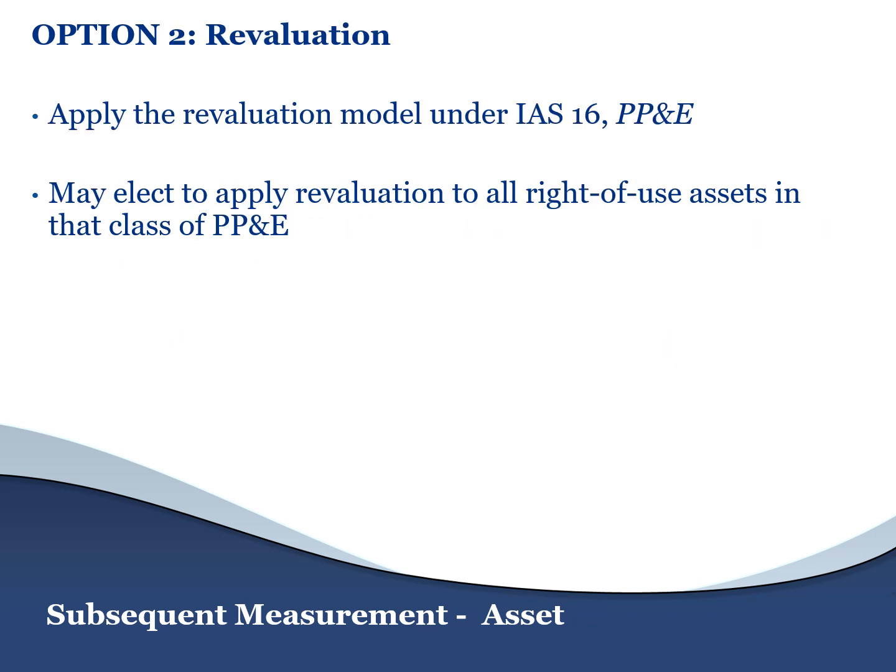The second option you've got is that under IAS 16, you may use the revaluation model. Now, this is a bit strange to many people because why use revaluation when effectively you've got a right of use asset? Well, you can choose to do it. The standard says, of course, that you can apply that, but if you do it, you've got to use revaluation on all your right of use assets in that class of property, plant and equipment. So this becomes an accounting policy choice.